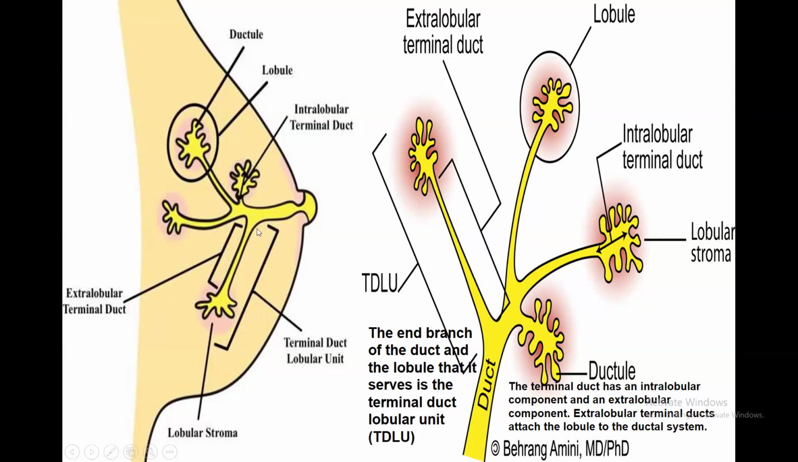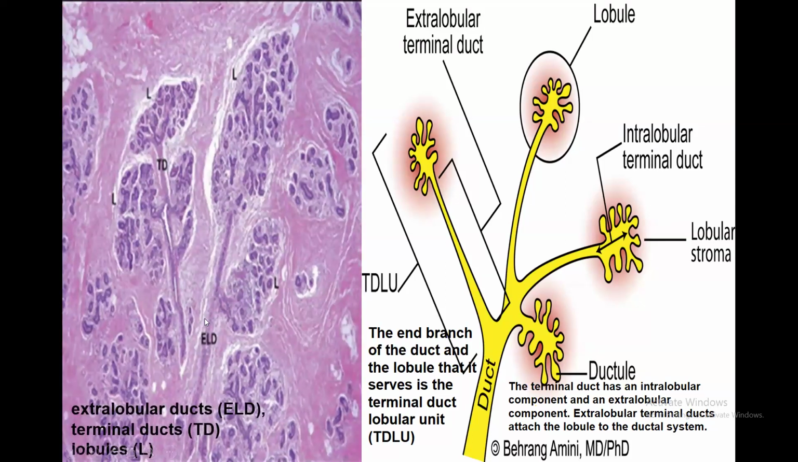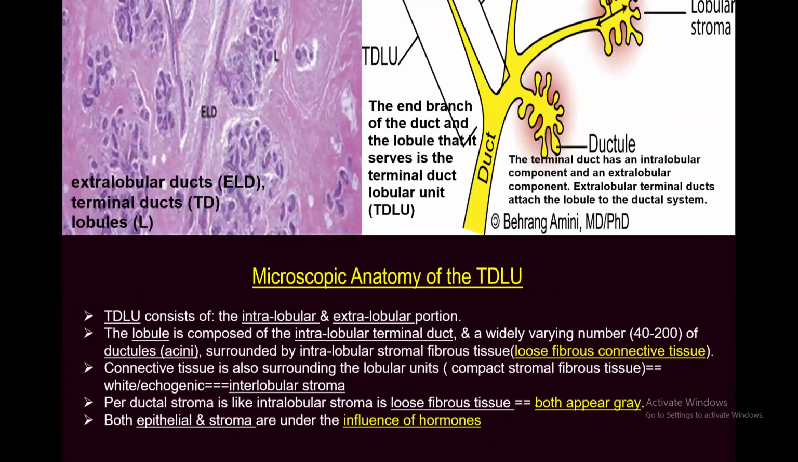Here within the breast, this is a terminal duct lobular unit, extralobular duct and the lobule. Okay, this is a histopath image, sorry, demonstrating extralobular terminal duct, okay? And a lobule. This is a terminal duct, extralobular terminal duct, a lobule, another lobule, another lobule. These are multiple lobules, okay, seen in this image.